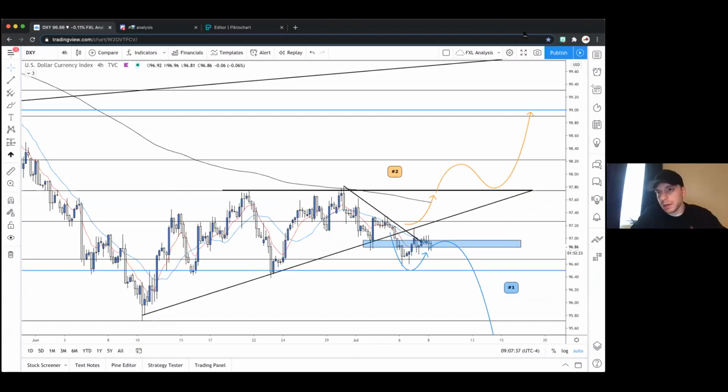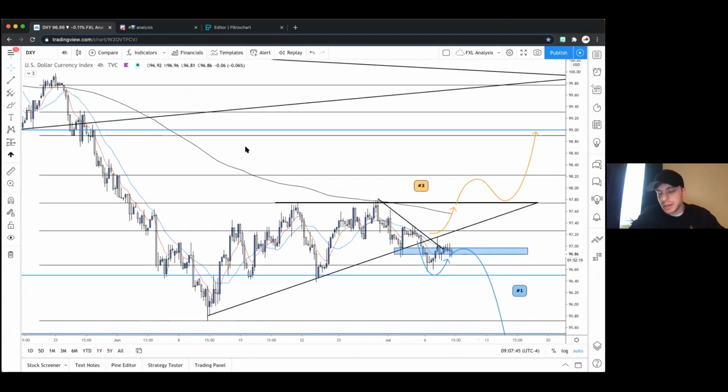So yeah, with that said, we can jump over to DXY and tackle this from a technical standpoint. So here we are, DXY, which is the dollar strength, the US dollar index. We don't trade this, we just analyze this.